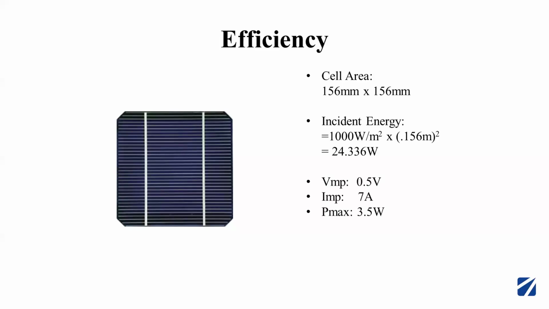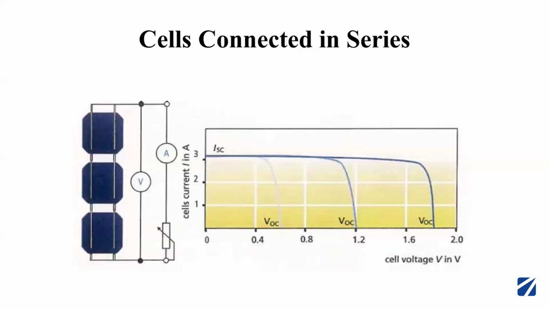So efficiency is always output by input. Now we have VMP, according to nameplate details of the solar cell, I have VMP as 0.5 volts, IMP as 7 amps. So Pmax is 3.5 watts. Cell efficiency is 3.5 upon 24.336, that is 14.38% efficiency. So this is how we calculate the efficiency of a solar cell.